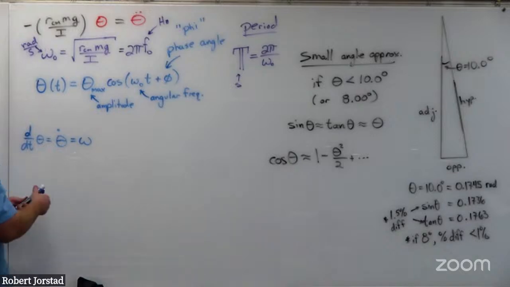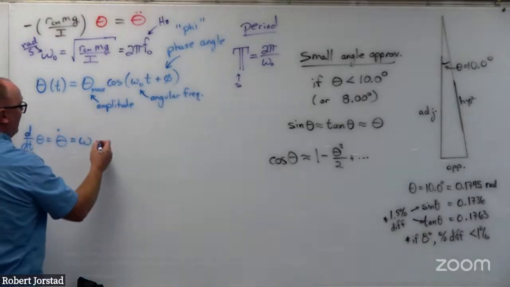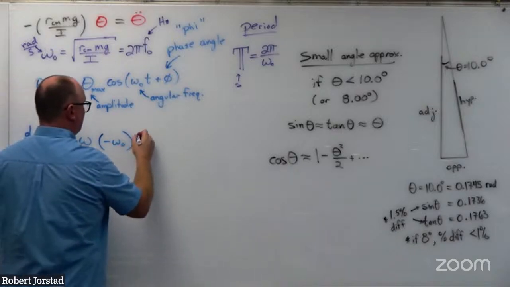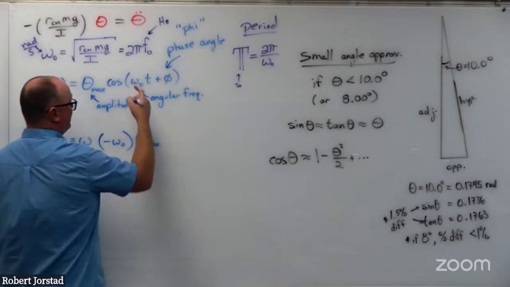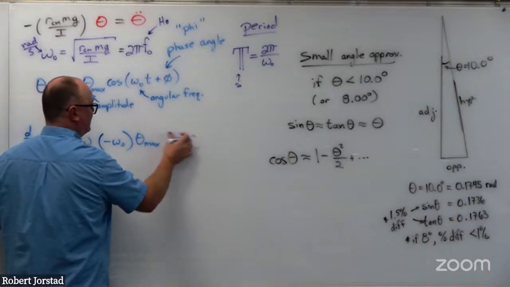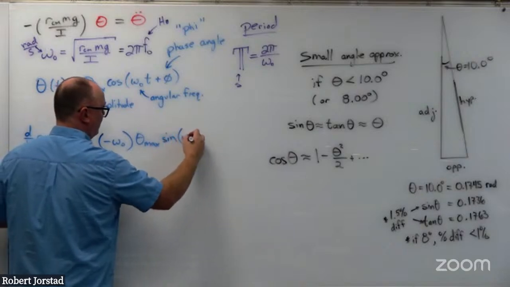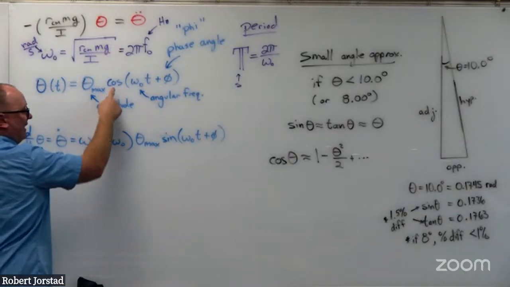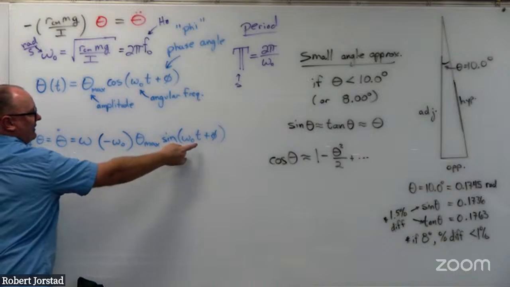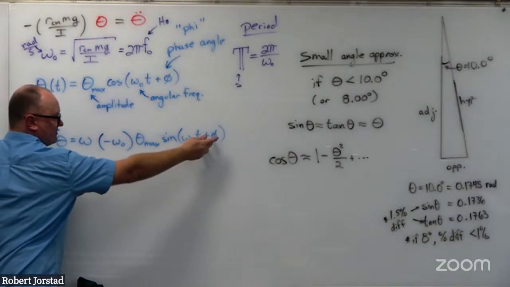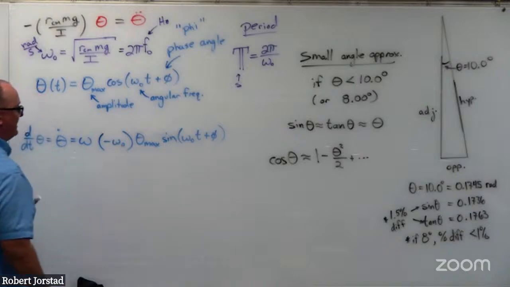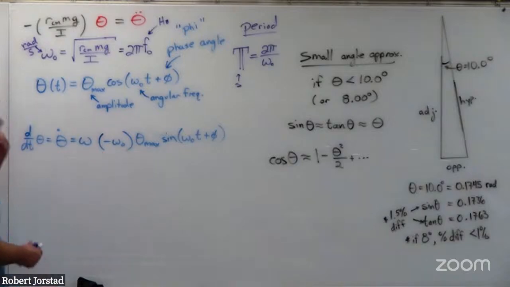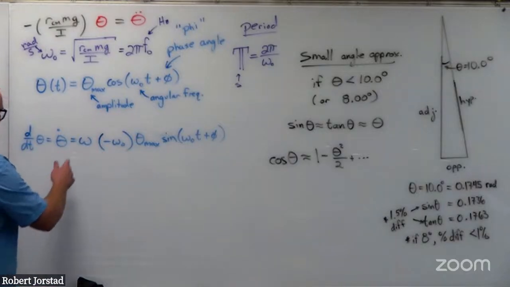All right, so when I take this derivative, I'll get a minus omega naught theta max sine of omega naught t plus phi. I'm going to make sure I didn't screw up. When I take the derivative of cosine, I get negative sine. When I take the derivative of what's inside, there's nothing here with respect to time, but I do get an omega naught popping out. So I get a minus omega naught sine. I still have the theta max sitting around there.